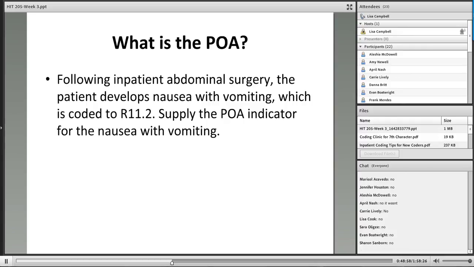The reason that we're playing this game is because in your coding roundtables, you have to assign the POA indicators to different cases. And you've got to know the rules in a smaller scenario in order to apply them to that medical record. Let's keep going.